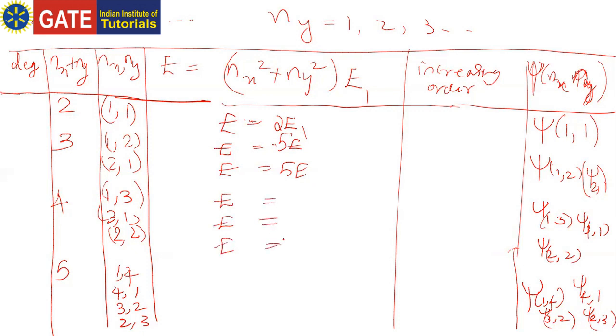10E1, 10E1 and 8E1. For 5, if you want, you can write. Actually, we need the increasing order of energy: 1,4, 4,1, 2,3 and 3,2.